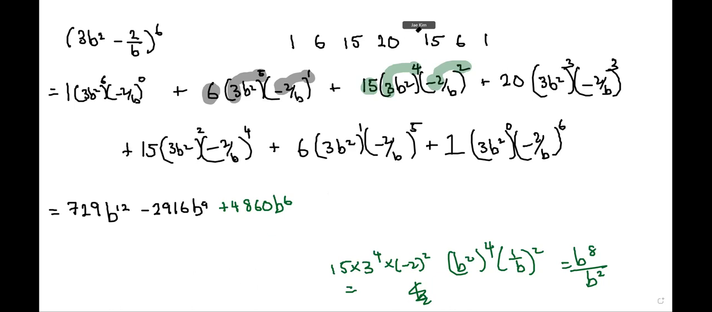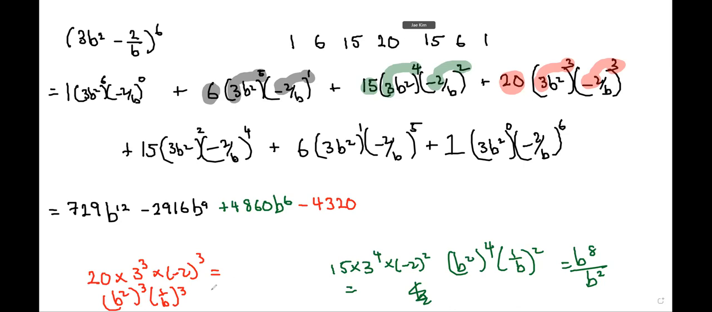I'm using red. 20, 3 to the power of 3, negative 2 to the power of 3. So 20 times 3 to the power of 3 times negative 2 to the power of 3 is going to be a negative value. Negative 4,320. Let's do the variables. B squared is to the power of 3, and 1 over b is to the power of 3. That is b to the power of 6 divided by b to the power of 3. The variable is going to be b to the power of 3.